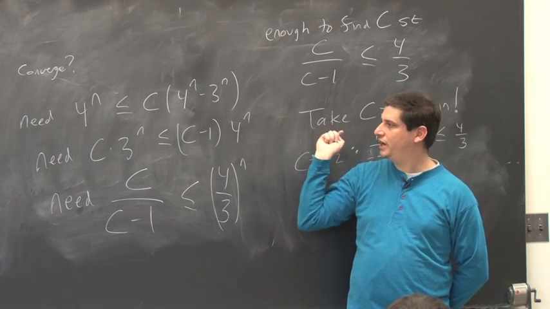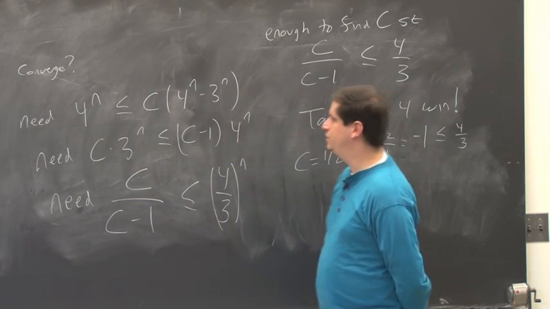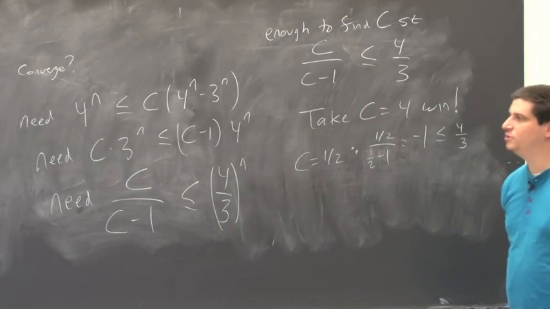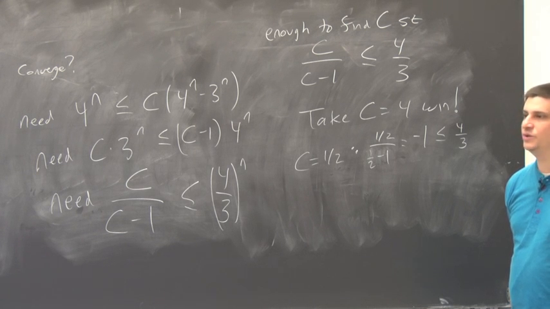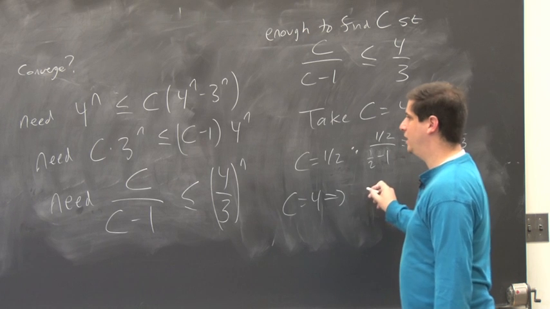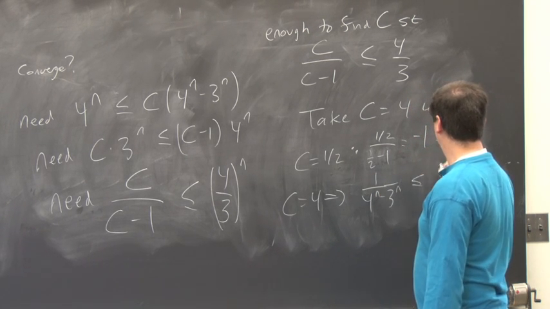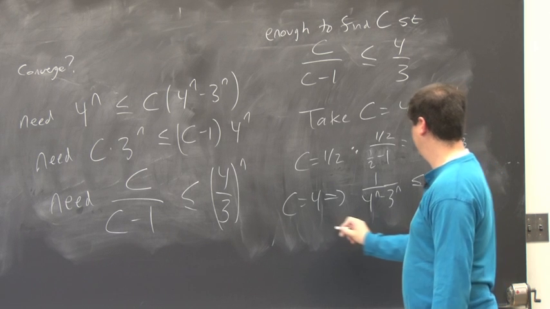Now, of course, once you have this, you can always go back and check and make sure, does this work? And so if you take c equals 4, a little bit of algebra will show you that, yes, this inequality is always satisfied. And so with c equals 4, we now have 1 over 4 to the n minus 3 to the n is less than or equal to 4 over 4 to the n.